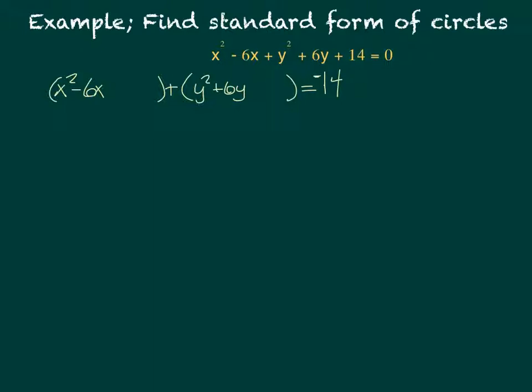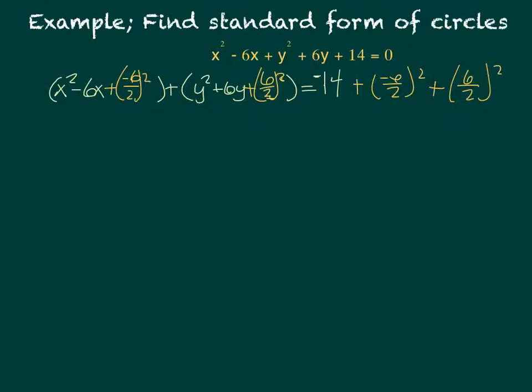Alright, so now I left a space there because I know I'm going to have to complete the square. But first I need to factor out and make sure there's a 1 before my squared coefficients, which I already have. So I can go on and complete my square. So plus (-6 over 2) squared, and then plus (positive 6 over 2) squared. And if I do it to one side, I've got to do it to the other side, so I'm going to add (-6 over 2) squared, and I'm going to add (positive 6 over 2) squared to both sides.